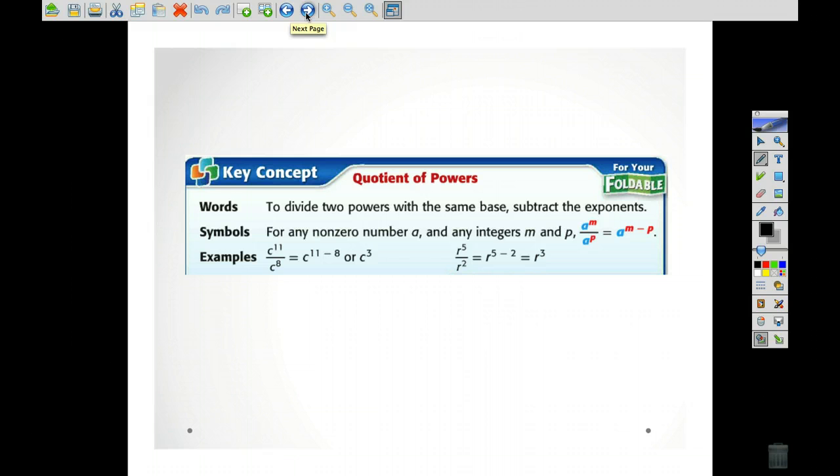This is the quotient of powers property. To divide two powers with the same base, subtract their exponents. For any non-zero number a and any integers m and p, a to the m power over a to the p power is a to the m minus p power. So you have c to the 11th over c to the 8th. You simply do 11 minus 8, which gives c to the 3rd. r to the 5th over r to the 2nd: 5 minus 2 is r to the 3rd power. So when you're dividing, you just subtract the exponents.